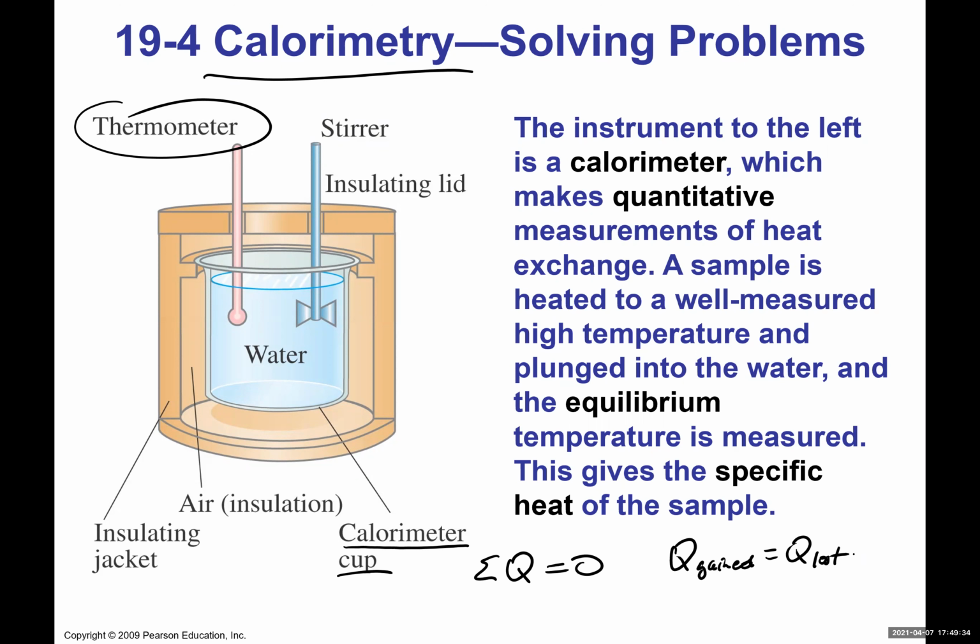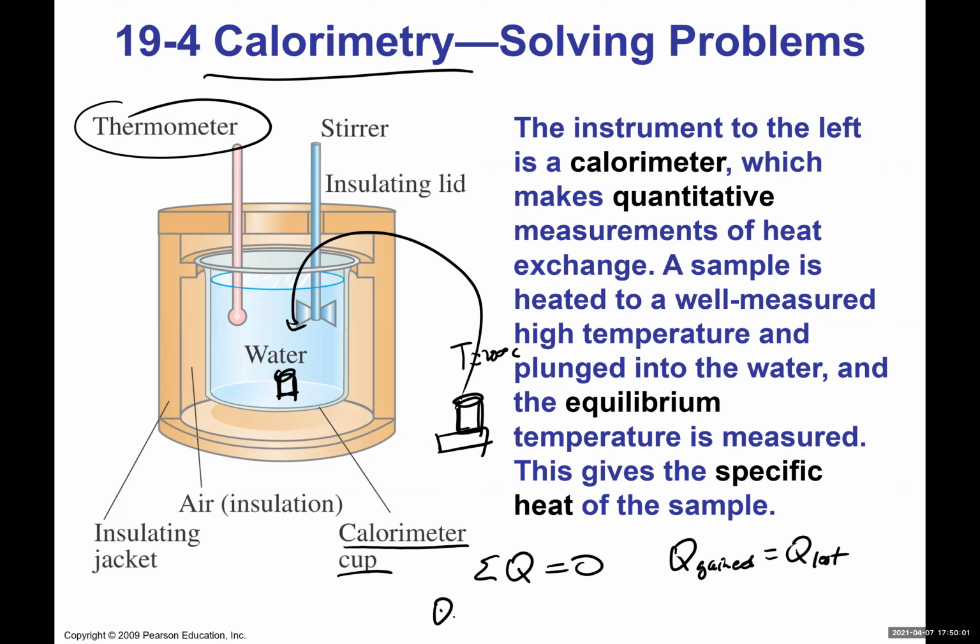I can take an unknown metal here, maybe a cylindrical metal, and put it on some kind of hot plate, increase its temperature to, let's say, 200 degrees Celsius or something like that, and then take it and put it inside. And I have this unknown cylinder here. Then what I have here is three things in my system: the cup, water, and this metal.